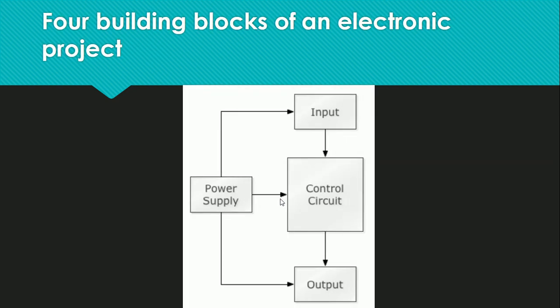So for the building blocks of an electronic project, as you can remember, these are the inputs: the sensors, range finders, proximity sensors. Then the control circuit: we have the central processing unit or the microcontroller for the Arduino. And then we also have the output, for example, motor, LED, and other devices classified as outputs. And then of course, input, control circuit and output must have a power supply for it to work.